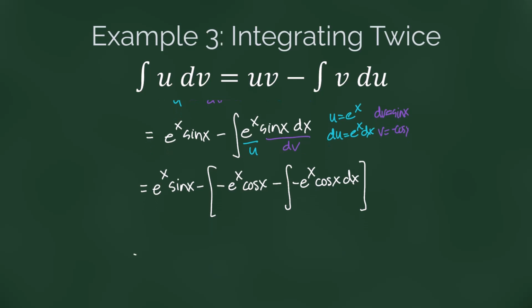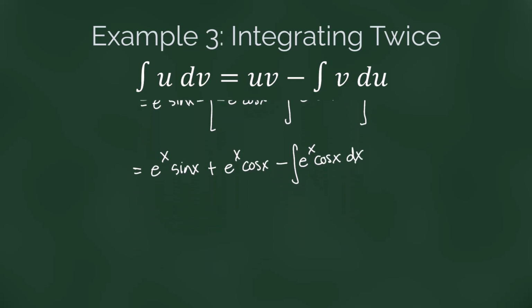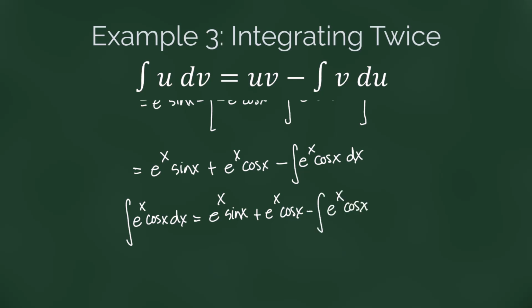Now, right now it looks like we've just gone in a circle. However, we're going to distribute our signs and notice something. So we get e to the x sine x plus e to the x cosine x minus the antiderivative of e to the x cosine x when we put those three negative signs together. So let's take a look back at where we started. We started off with the antiderivative of e to the x cosine x dx. Integrating twice by parts, we got e to the x sine x plus e to the x cosine x minus the antiderivative of e to the x cosine x dx.